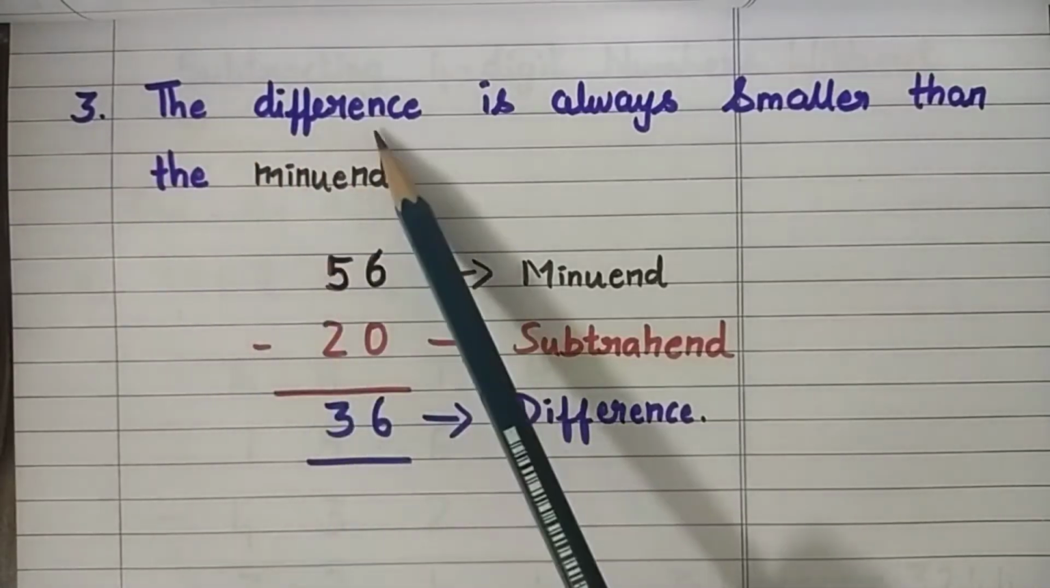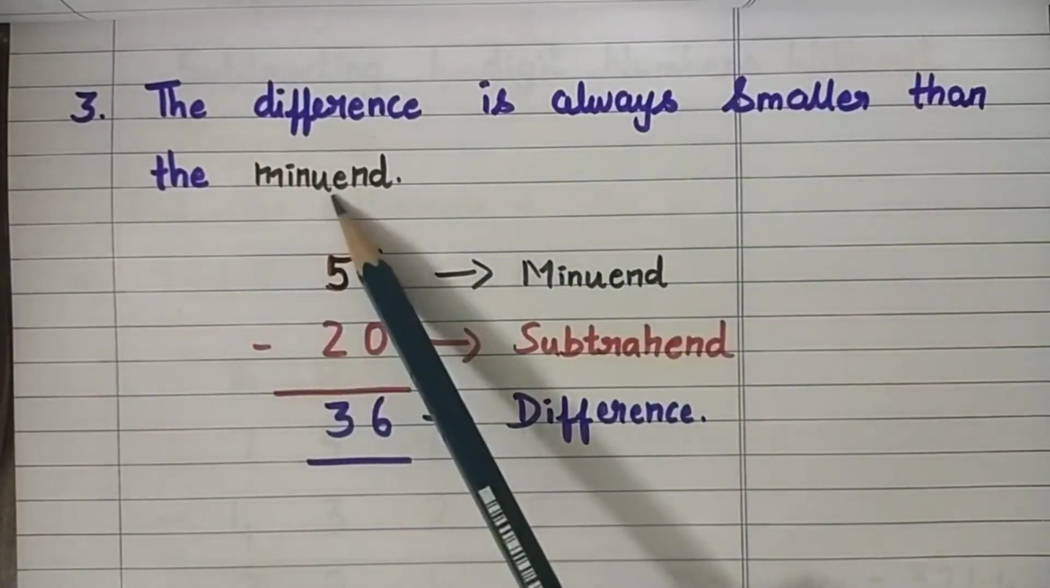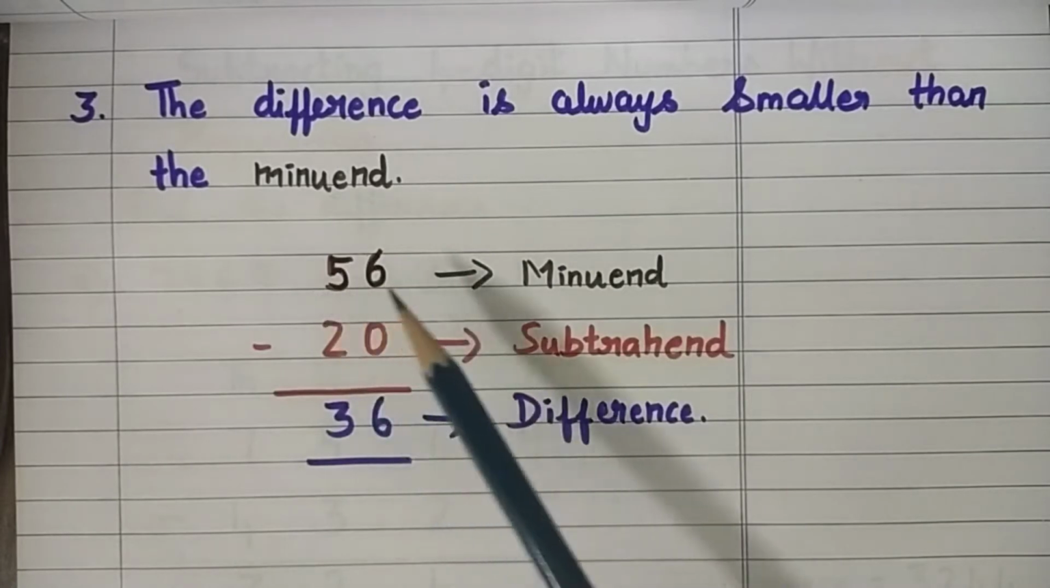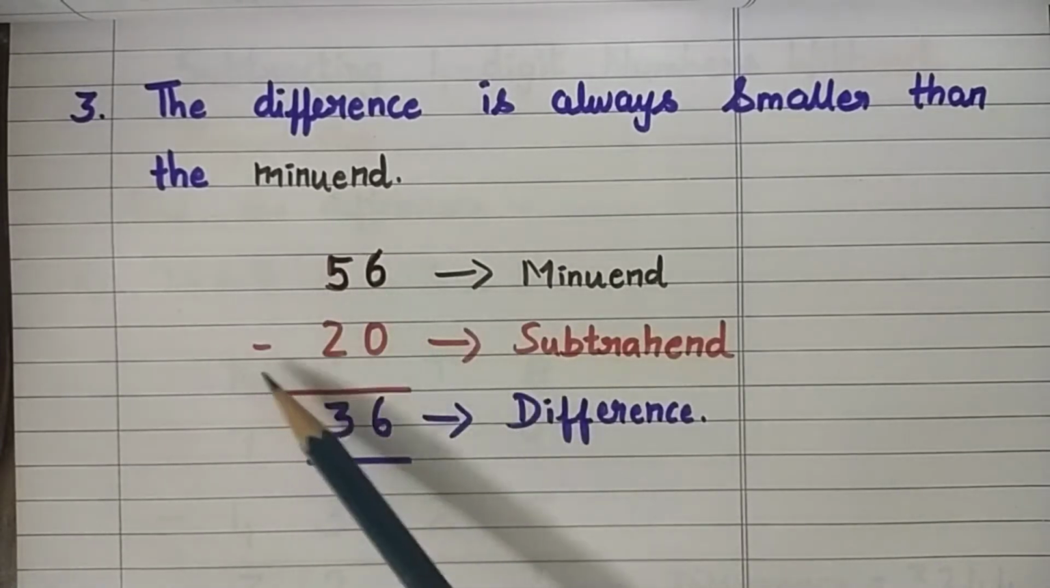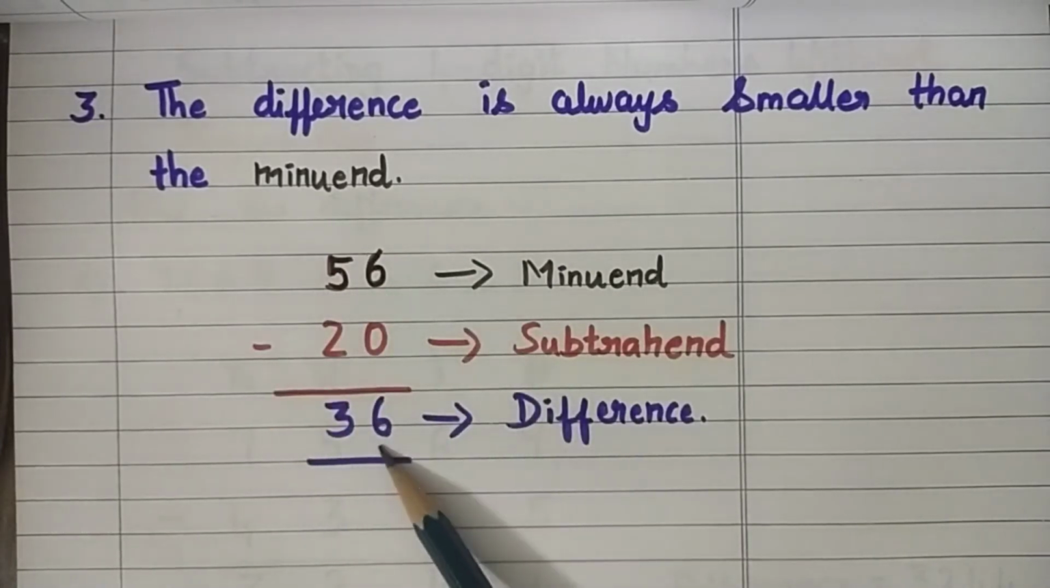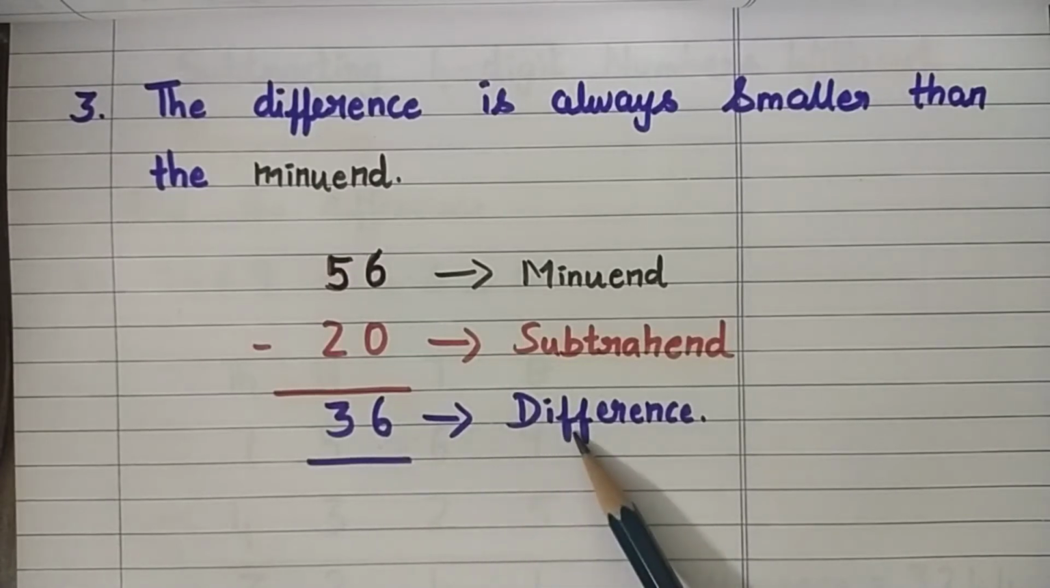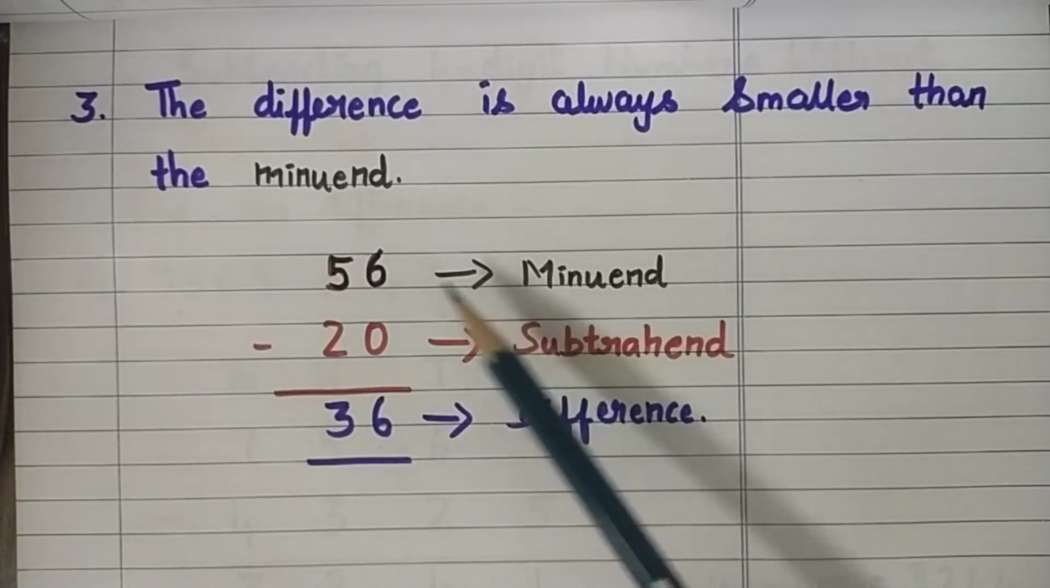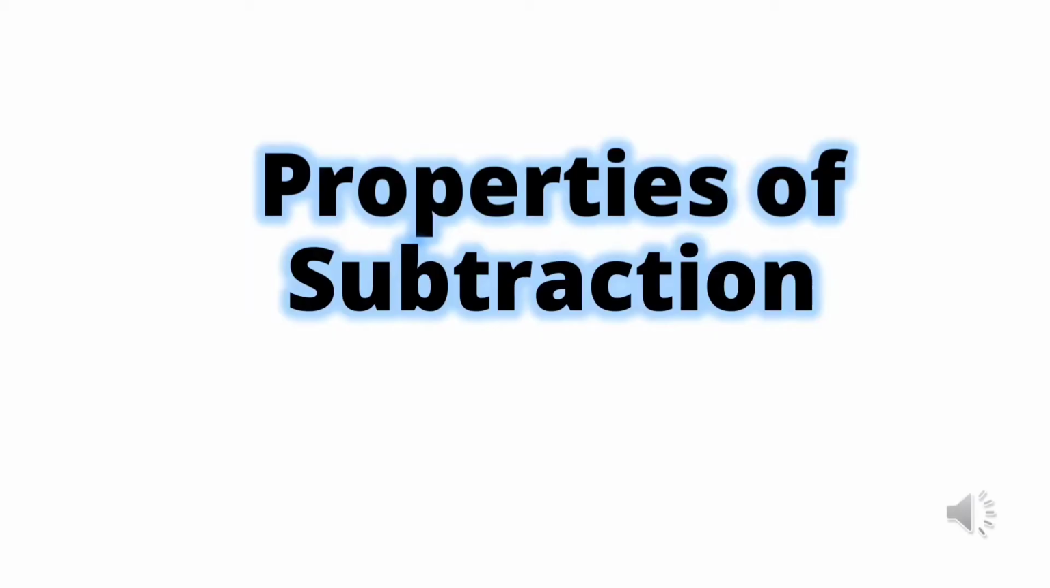Third point, the difference is always smaller than the minuend. Let us take a number, 56 minus 20 gives 36. The difference is 36. The difference is always smaller than the minuend. We are going to learn properties of subtraction.